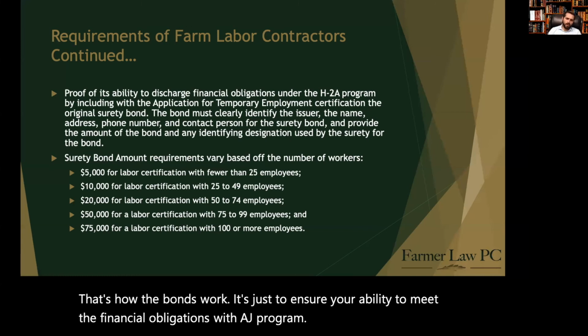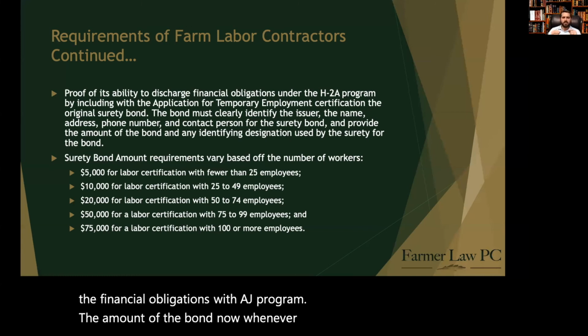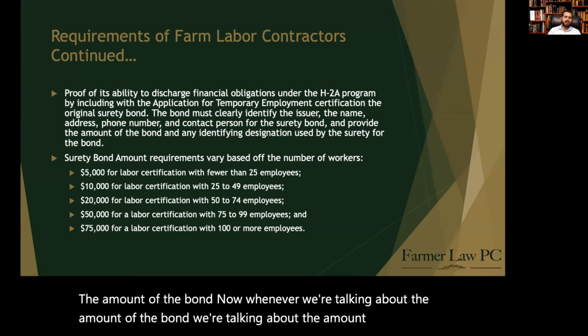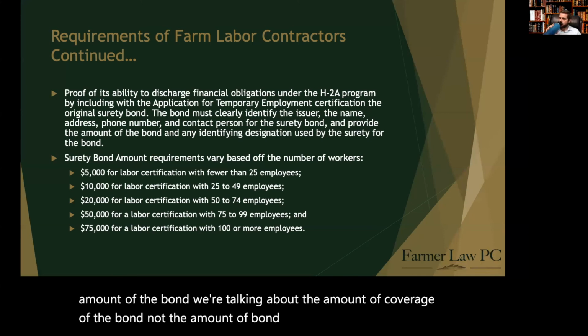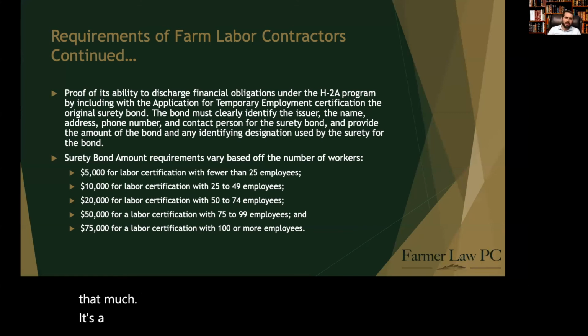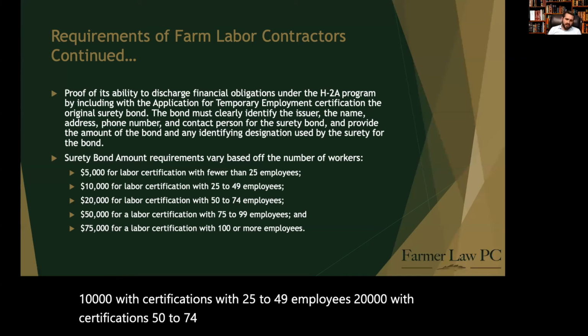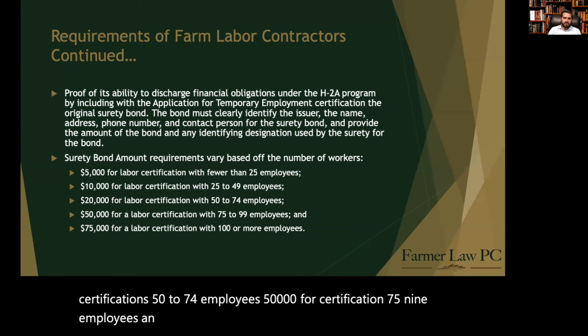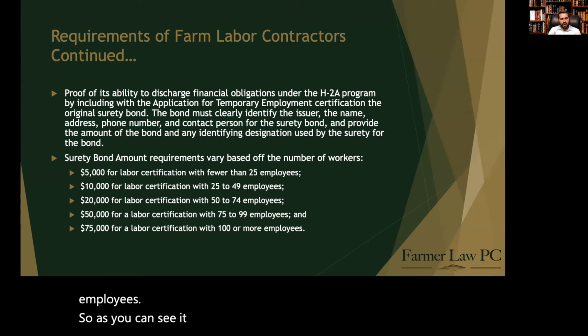Now, whenever we're talking about the amount of the bond, we're talking about the amount of coverage of the bond, not the amount the bond costs, because the bond doesn't cost that much. It's a $5,000 bond for labor certifications with fewer than 25 employees, $10,000 for certifications with 25 to 49 employees, $20,000 for certifications with 50 to 74 employees, $50,000 for certifications with 75 to 99 employees, and $75,000 for labor certifications with 100 or more employees. So as you can see, it goes up incrementally. Your costs also go up.